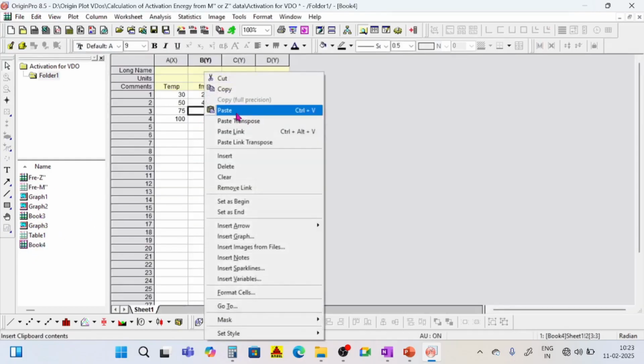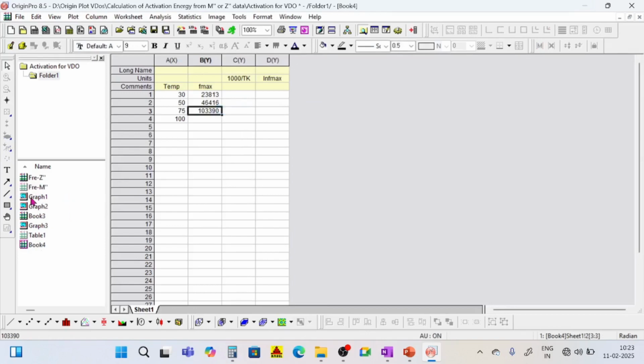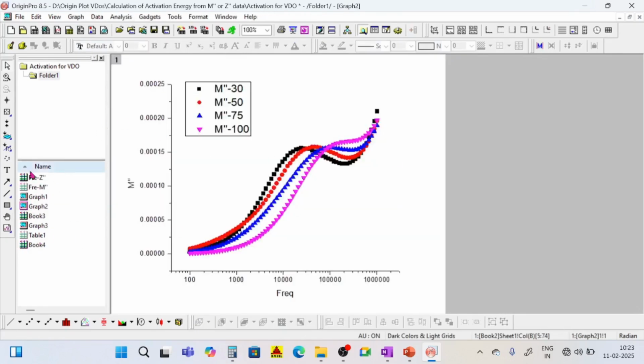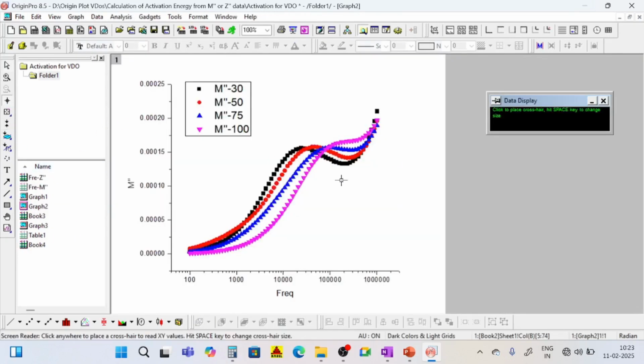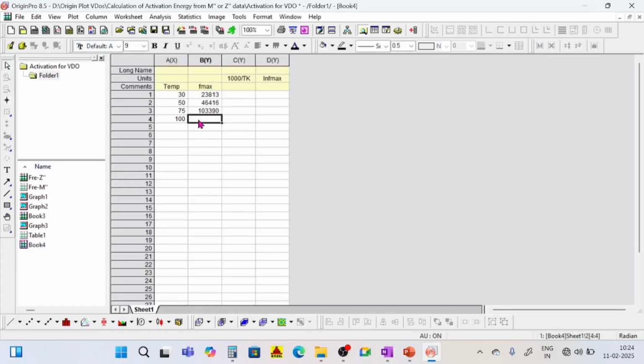Now we are going to go for 100. Like this, for 100, you just check on the graph. Here it is all in increasing format, so you could not find the peak value. You have to take this value, just after this one, 114806. You have to write 114806.